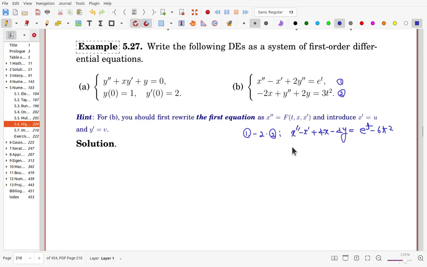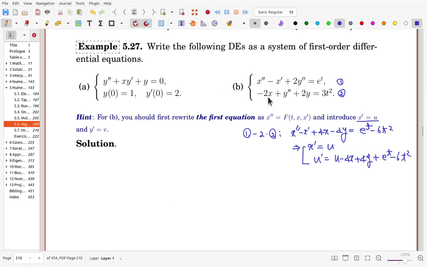From here we can get two equations by using that introduction. Okay, let's try to finish it. So x prime equals u, there's one equation, and then u prime, and now this term is minus u, and in the right side there will be u, and also this must be minus 4x and minus 4y. Okay, minus 4y will be changed into plus 4y and plus e to the t minus 6t squared.